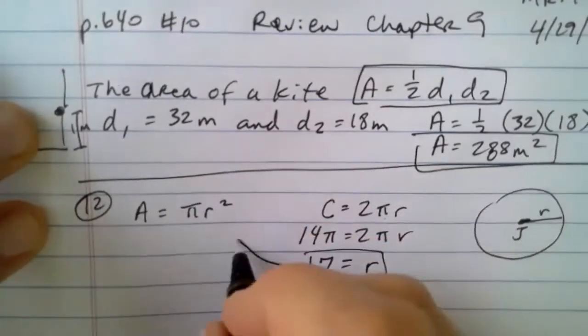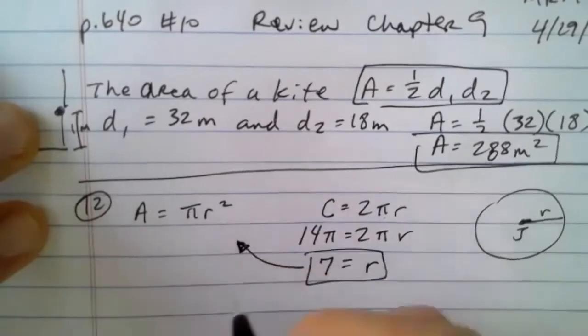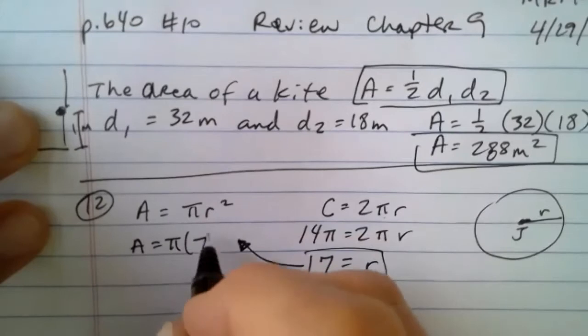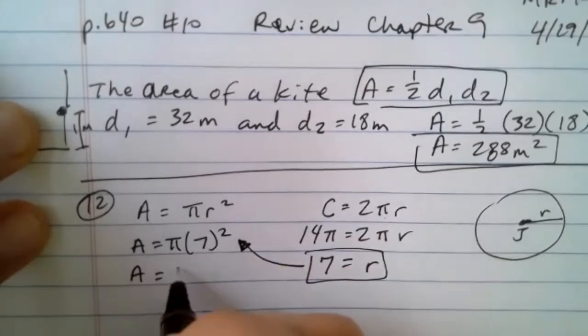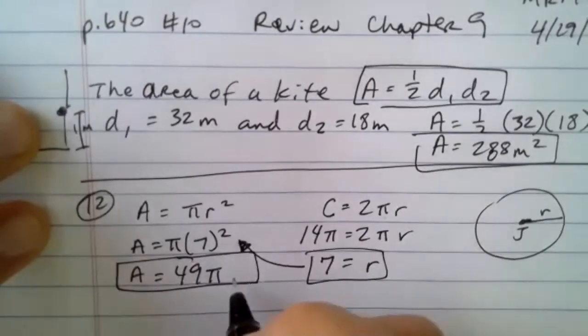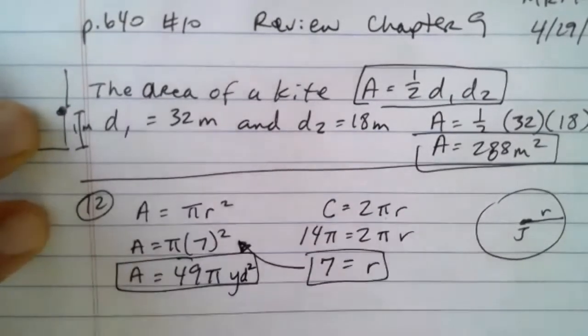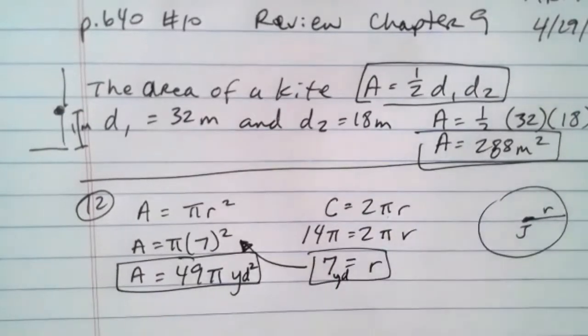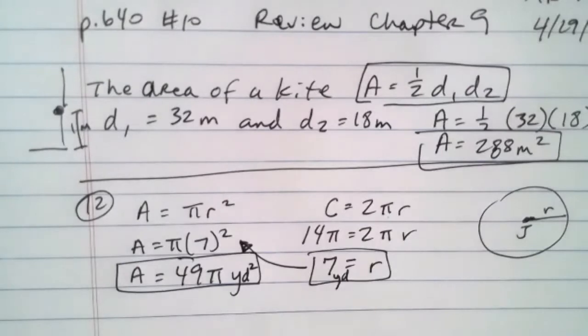And so now I'm going to plug that 7 into this equation right here. So I'm going to put 7 right there, and I'm going to have 49 pi. So my answer is 49 pi yards squared. Okay, so the radius is 7 yards there. So that's how you do number 12.